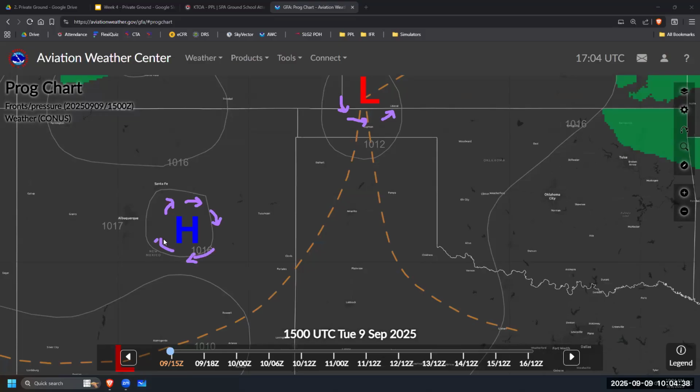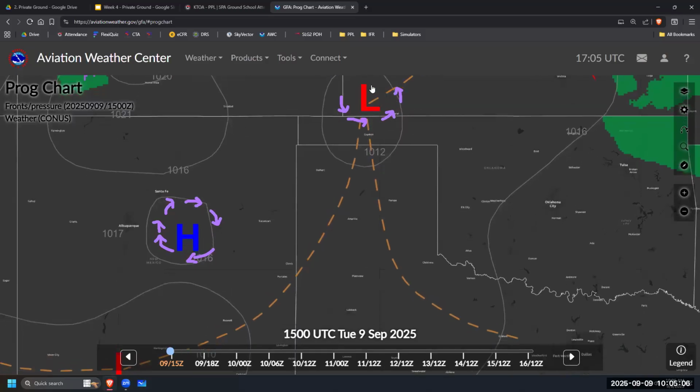If you wanted to fly between here, would you fly under the high pressure system or on top of the high pressure system, if you're going east to west? Top. You want to follow the flow of air. You fly on top of it. Same with a low pressure system. If you know the low pressure system is moving counterclockwise, then you can decide to fly above or below the low pressure system.